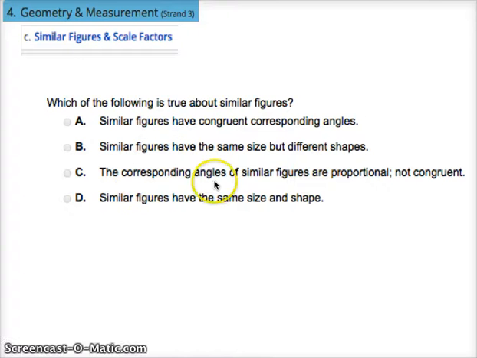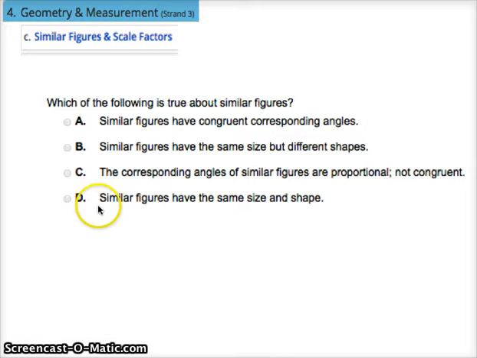C, corresponding angles, the matching angles, are proportional, not congruent. That is true about their side lengths. Their side lengths are proportional and not the same. That's why similar figures are either blown up or shrunk down by the use of that scale factor, what you multiply or divide by to make it similar.